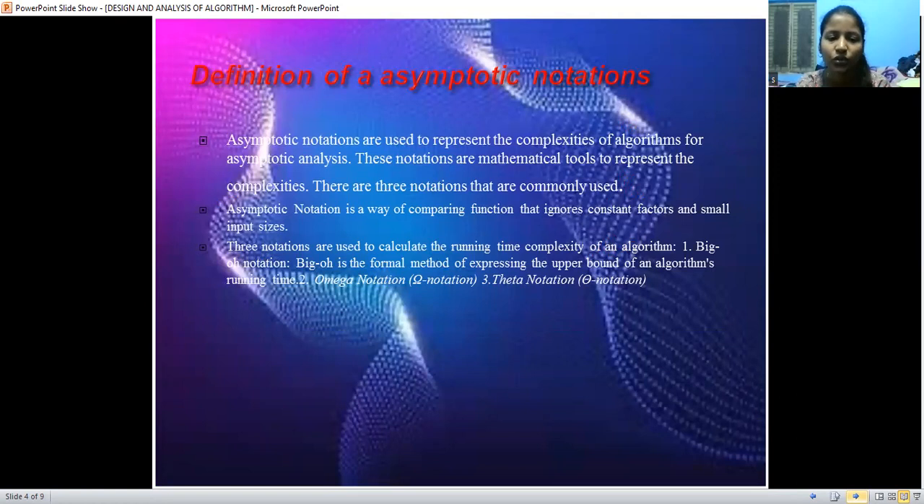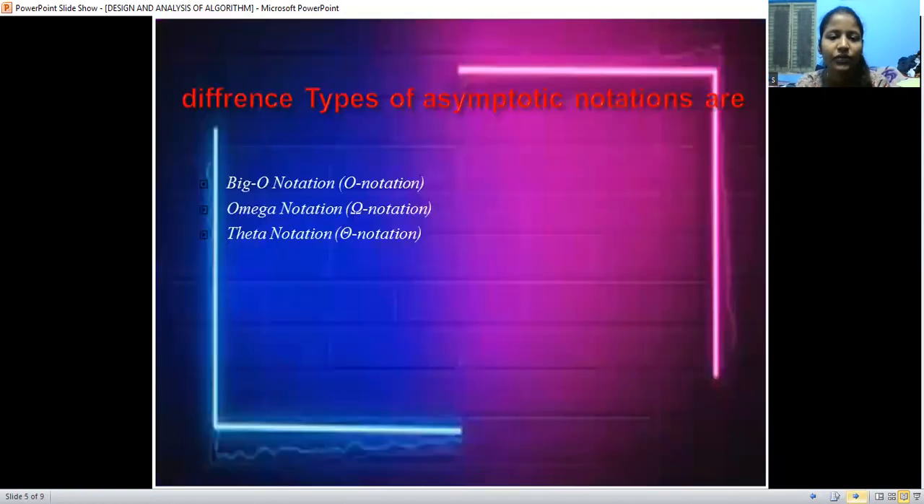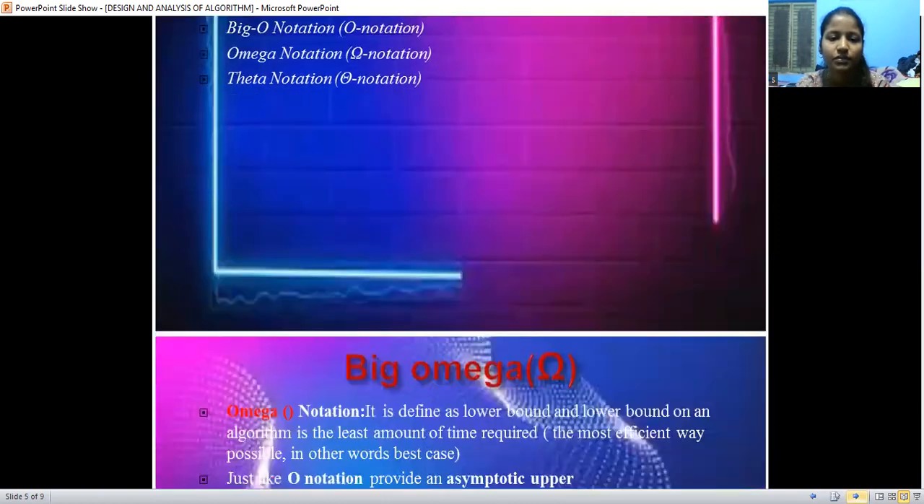The first one is big O notation. Big O is the formal method of expressing the upper bound of an algorithm's running time. The second one is omega notation. The third one is theta notation. The different types of asymptotic notations are: first, big O notation; second, omega notation; third, theta notation.